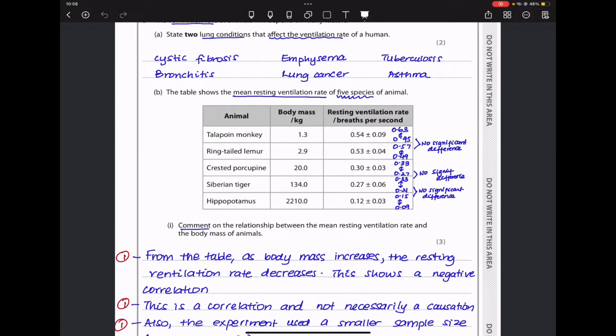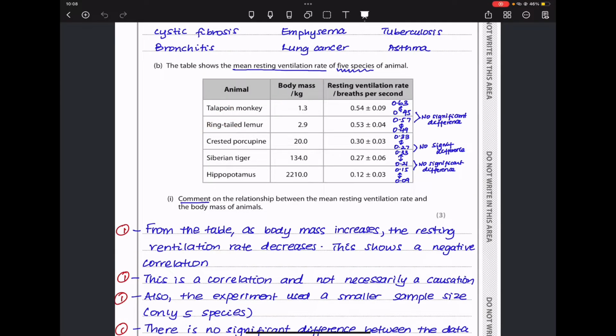In part B, they say the table shows the mean resting ventilation rate of 5 species of animals. From the table, we see the 5 different species, we see their corresponding body masses, and we see their resting ventilation rate in beats per minute. There is standard deviation included, so the experiments were repeated, a mean was calculated, and so on.